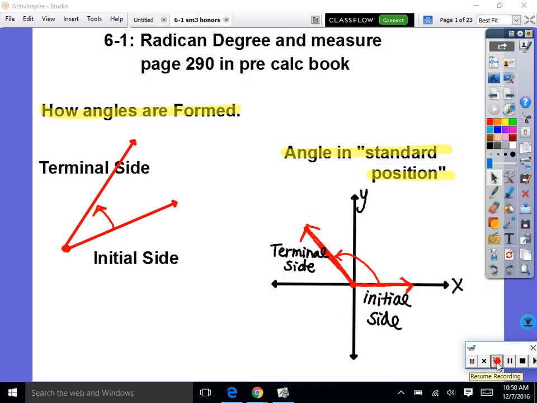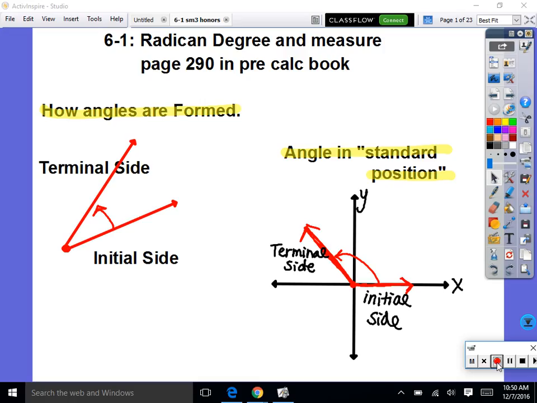Here we go. Today we're starting a new unit called trig. We're going to split trig into two different units. This first unit, a lot of it is going to be a review for you, and then the next unit will be completely new to you. We're going to talk about radians, radian degree, and measure of angles. Like I said, page 290 in the pre-calc books is where we'll be, and there are some good notes in that pre-calculus book as well, so you can always refer back to that.